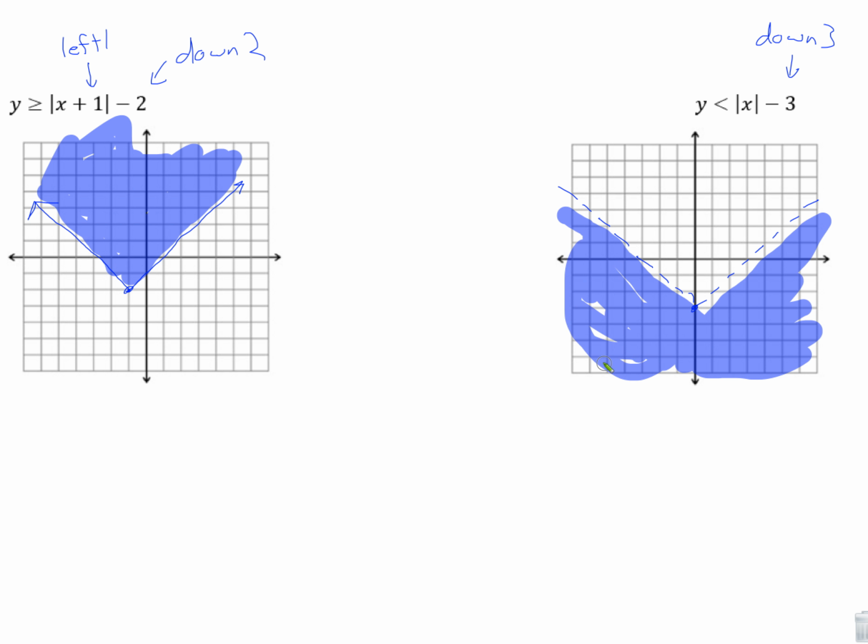And that is how you graph inequalities. It's similar to graphing lines and absolute value graphs, but you have to think about whether you use a dashed or solid line, and where you shade.